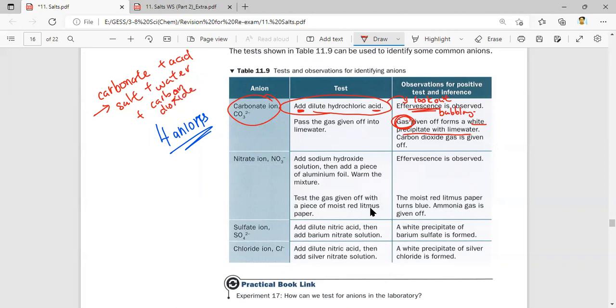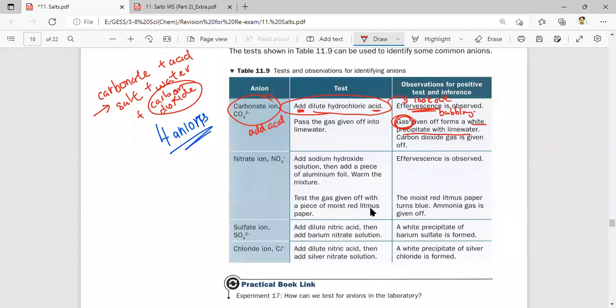So what you realize is that I'm using this reaction to test for carbonate. If I add acid and a carbonate is really present, I will get carbon dioxide gas. So that's how you test for carbonate: you add acid.